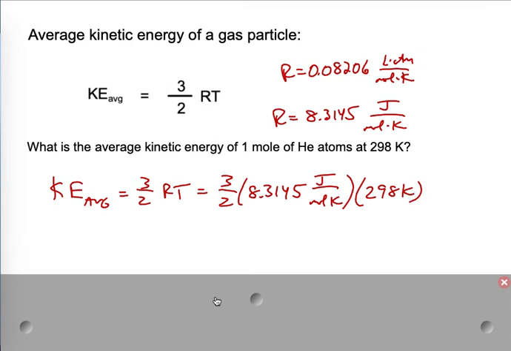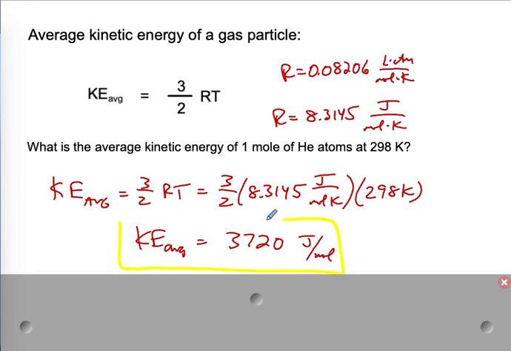Obviously, Kelvin cancels, and that gives me an average kinetic energy, rounding to 3 significant figures, of 3,720 joules per mole of helium atoms. Now, what that means is that any specific helium atom in this mixture may not have exactly a kinetic energy of 3,720 joules per mole, but that the average of a large collection of particles will be exactly that.